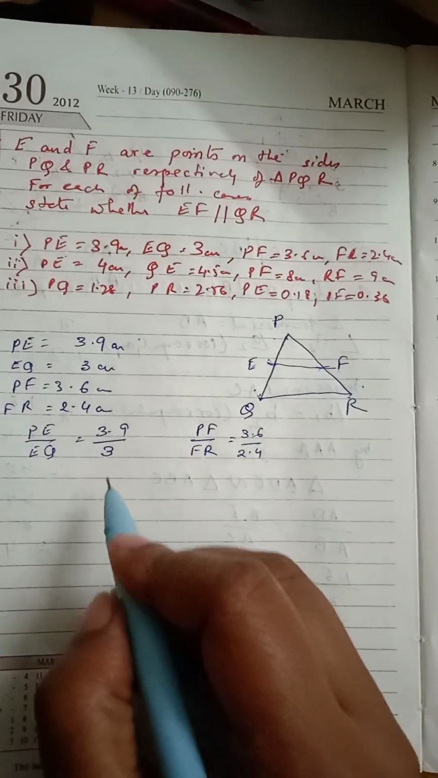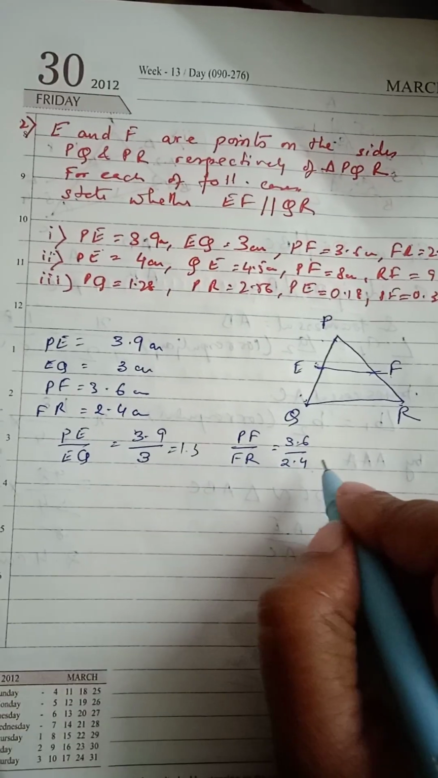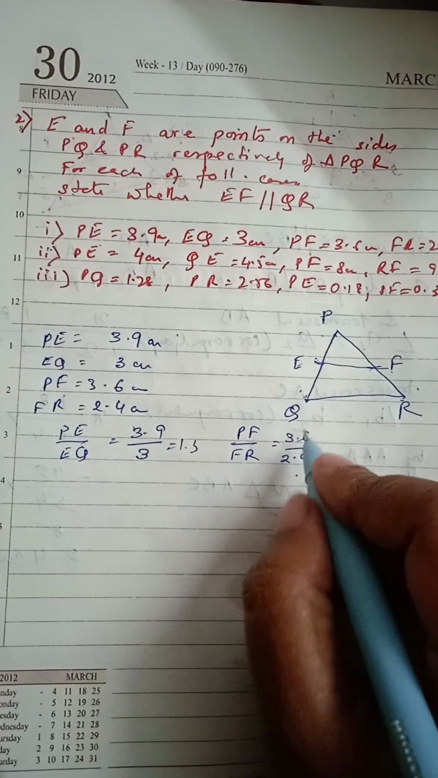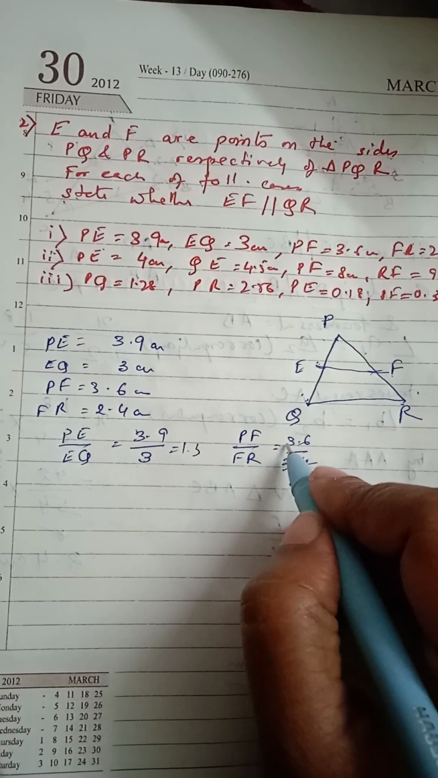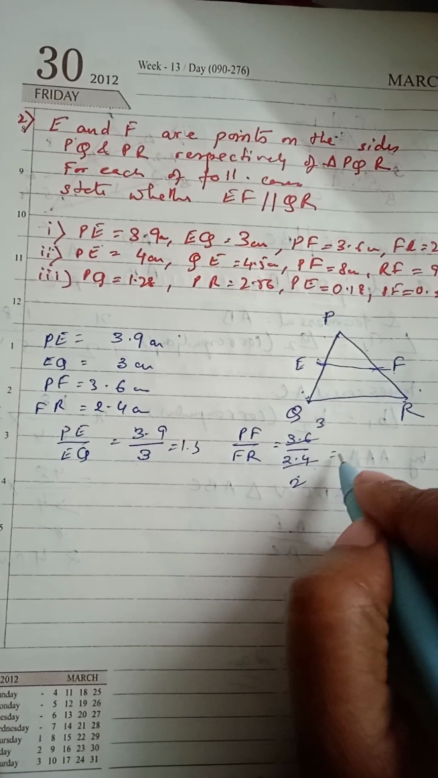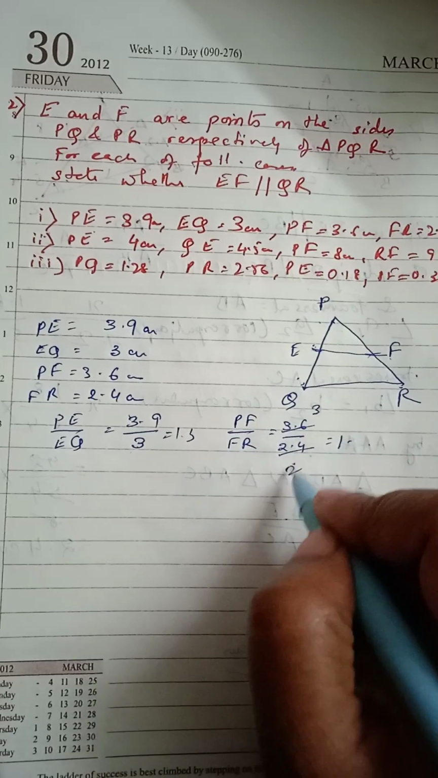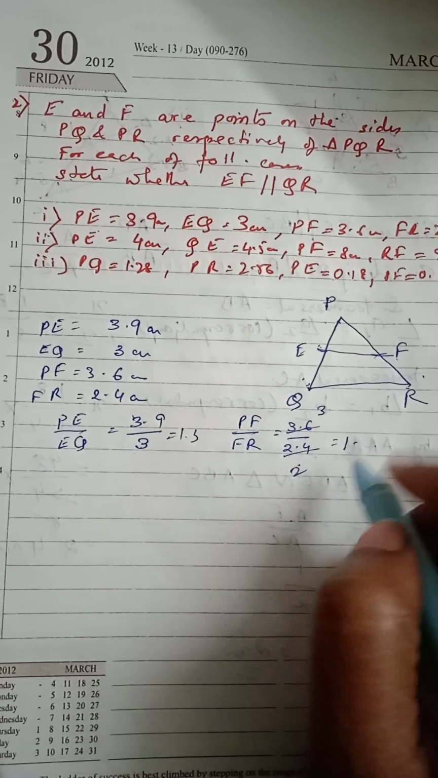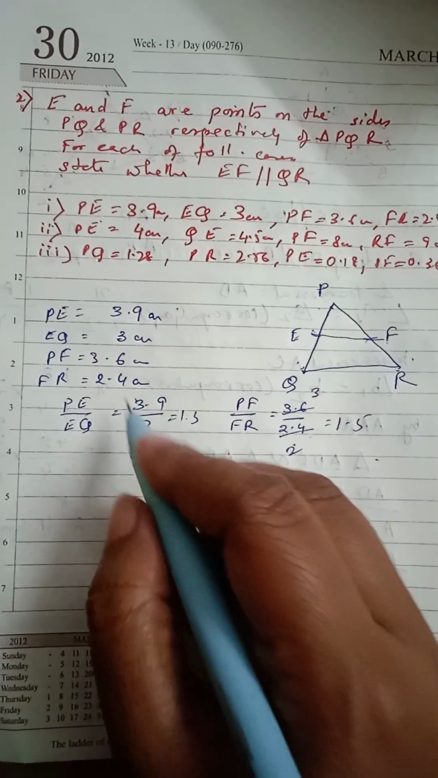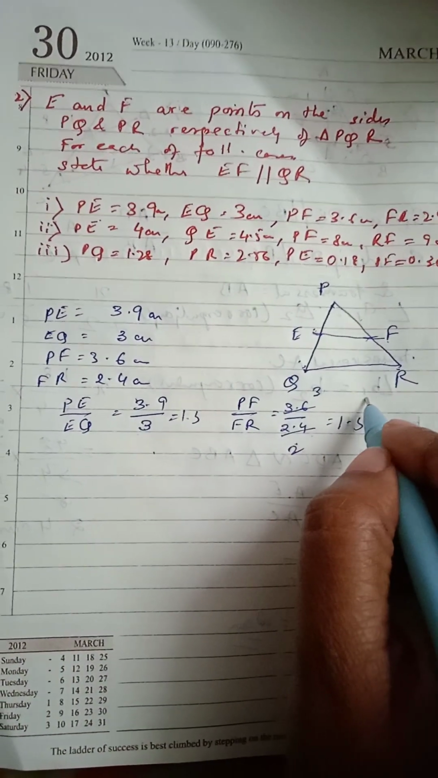So in this case, this is 1.3, whereas this is not 1.3. 12 2s are 24, 12 3s are 36, so it is 1.5, which is not equal to 1.3. So in this case, case 1, I will not have EF parallel to QR.